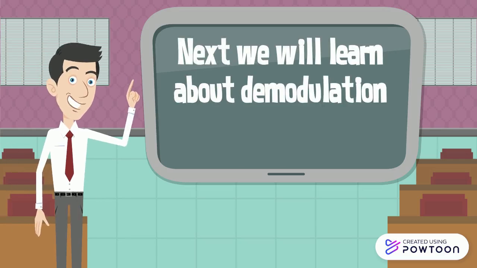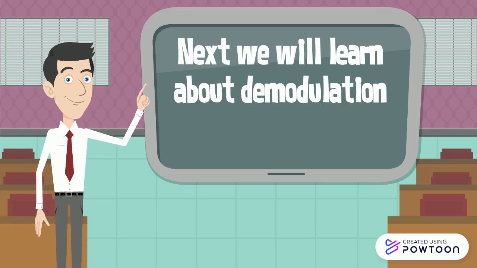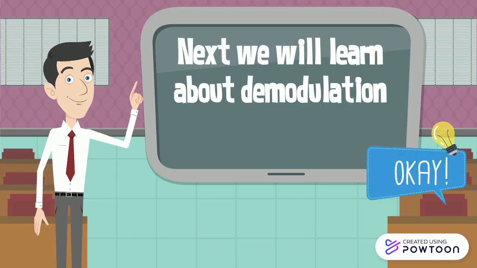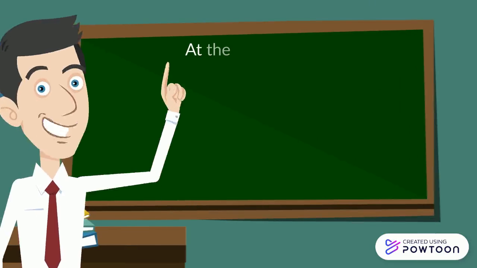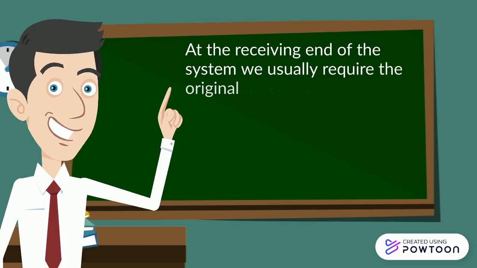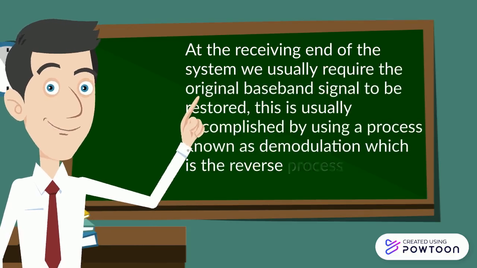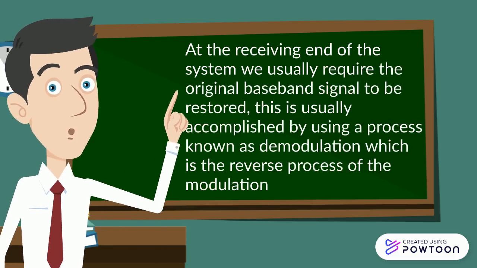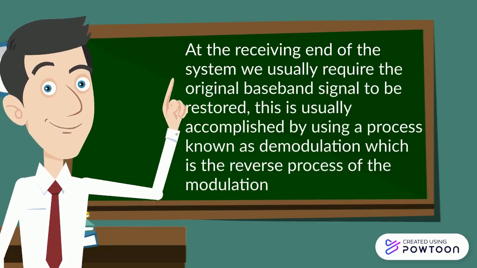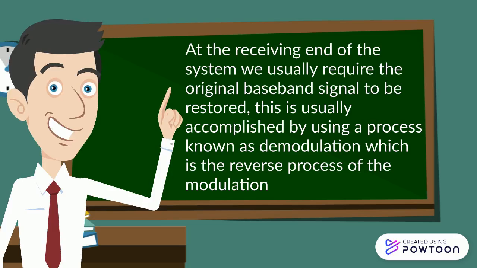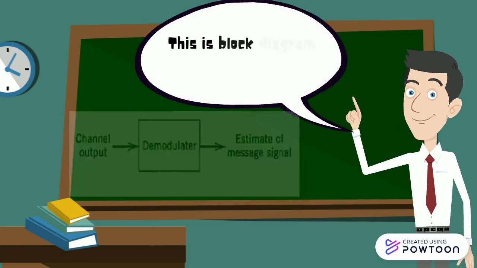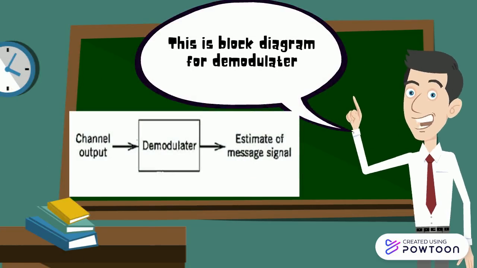Next, we will learn about demodulation. At the receiving end of the system, we usually require the original baseband signal to be restored. This is usually accomplished by using a process known as demodulation, which is the reverse process of the modulation. This is the block diagram for the demodulator.